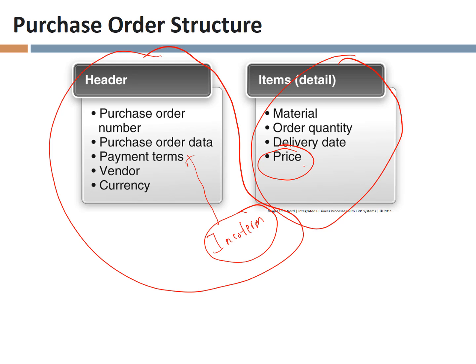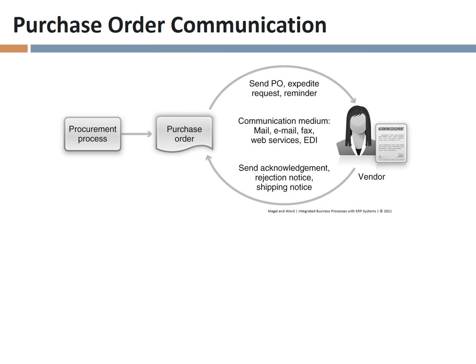Okay, let's look at maybe one more thing here, which is purchase order communication. Once again, something that we're going to talk about for 2 or 3 minutes, but in a business is a critical part of the purchasing process. So we have the procurement process, which generates a purchase order. Well, there are things that the system will do for us.